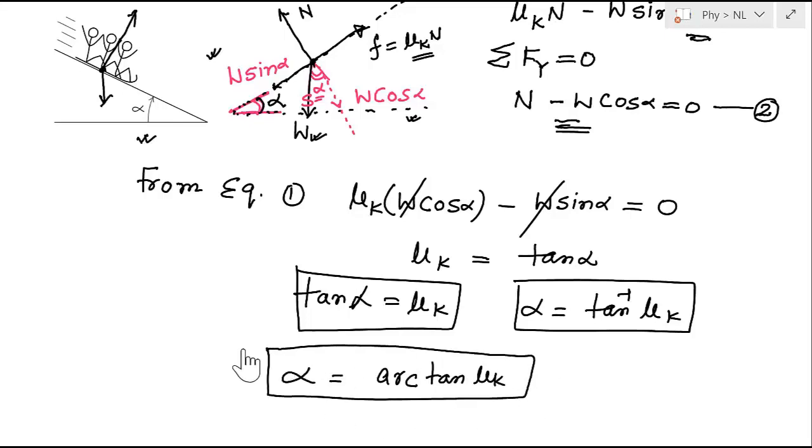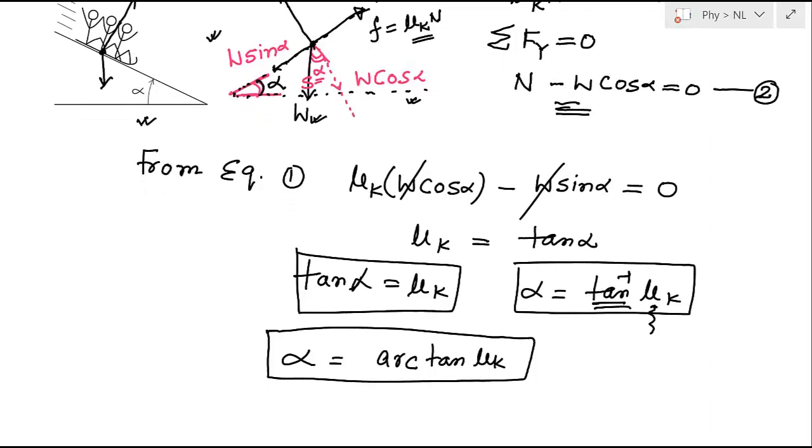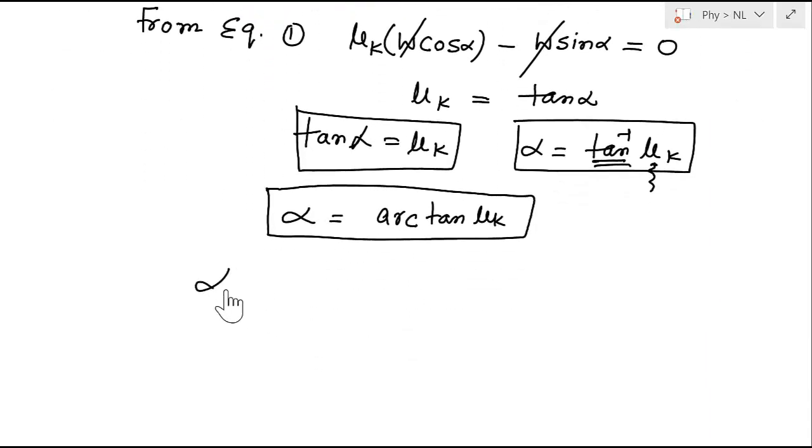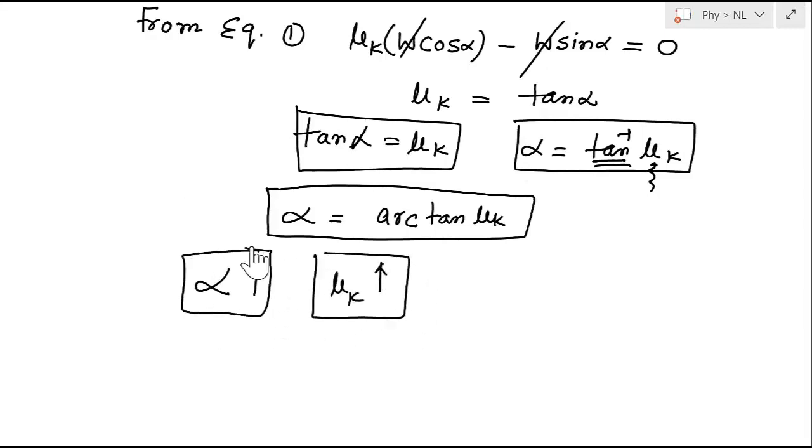Now you can see if your mu k value is higher, then alpha will also be higher because tan inverse is an increasing function. So if mu k is higher, alpha has to be higher. In other words, if alpha increases, mu k increases, or if mu k increases, alpha increases. In both directions we can see this.